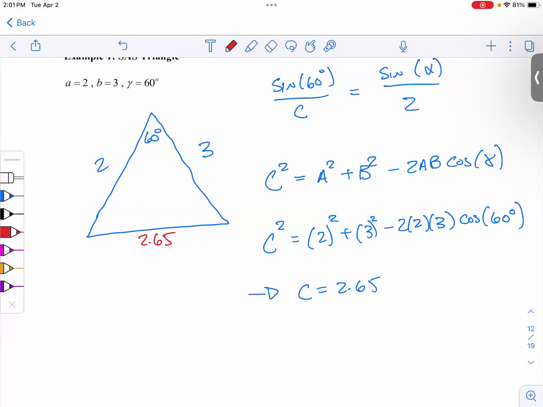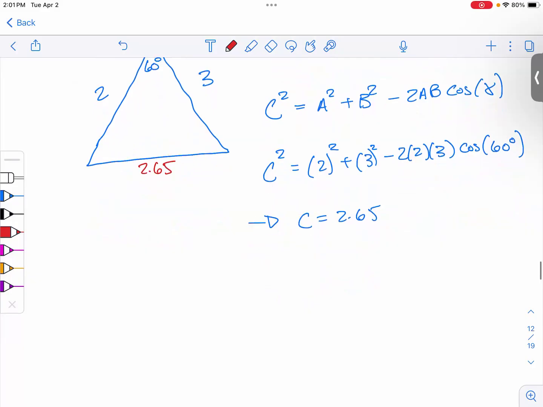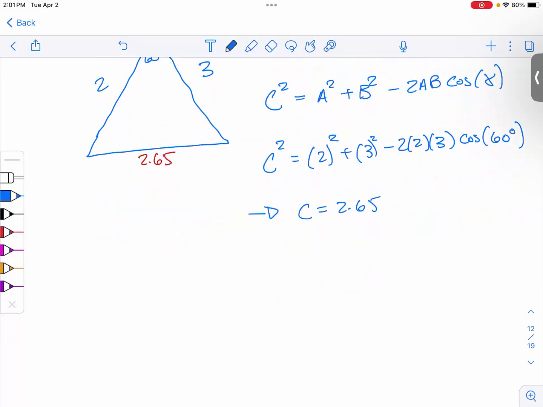Once I have that, all right, then we convert over to the law of sines. So I have all the information now to actually go back to the equation that I had started up there. Sine of 60 degrees all over 2.65 equals sine of alpha all over 2. Then I can find alpha and find my missing side.